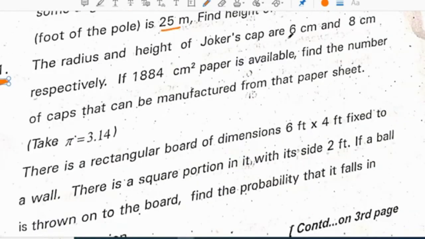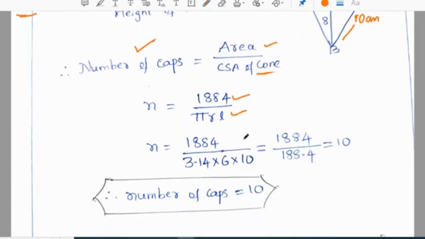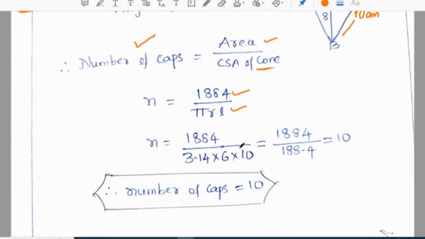11th question. The radius and height of a joker cap are 6 centimeters and 8 centimeters respectively. If 1884 centimeters square paper is available, find the number of caps that can be manufactured from the paper sheet. Given radius of the cone is 6 centimeters and height of the cone is 8 centimeters, therefore slant height will become 10 centimeters based on the Pythagoras triad. So number of caps is nothing but area of the sheet divided by curved surface area of the cone. Area of the sheet is given as 1884, and curved surface area of cone formula is pi r l. Pi value I assumed as 3.14 into 6 into 10, because radius is 6, slant height is 10.